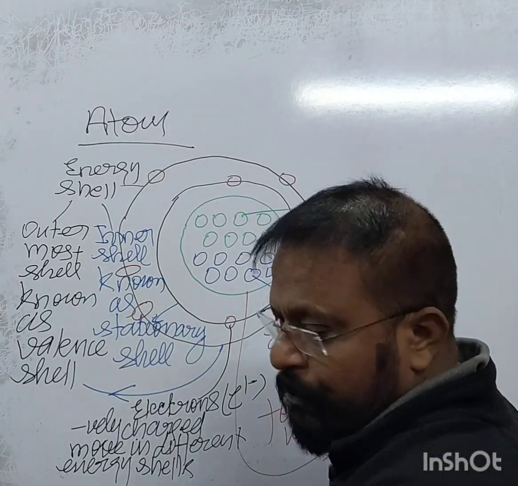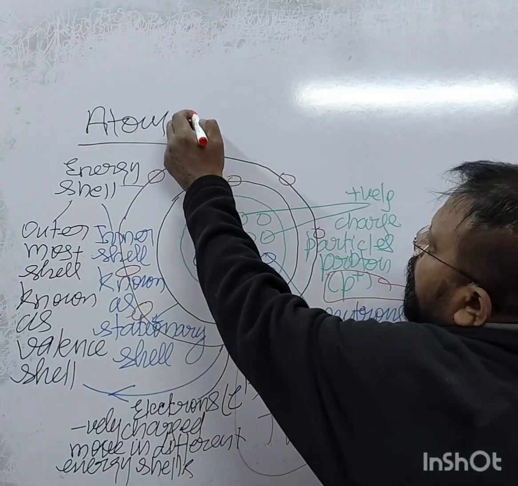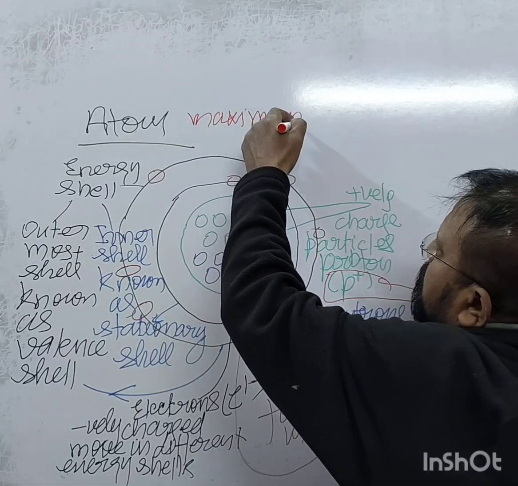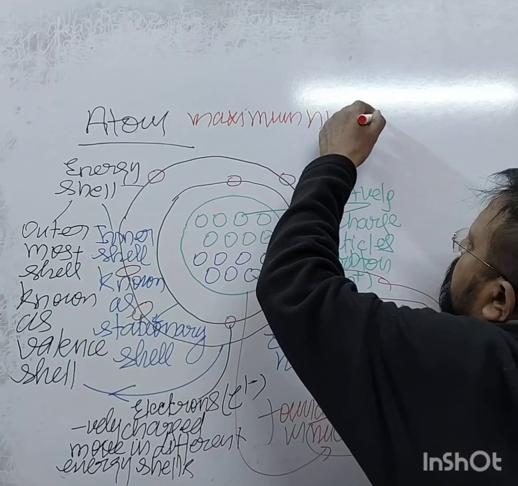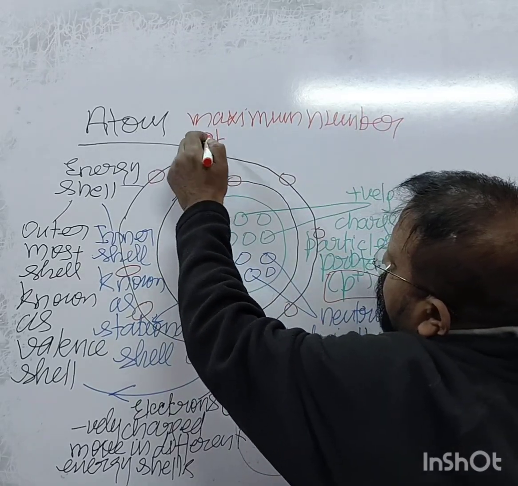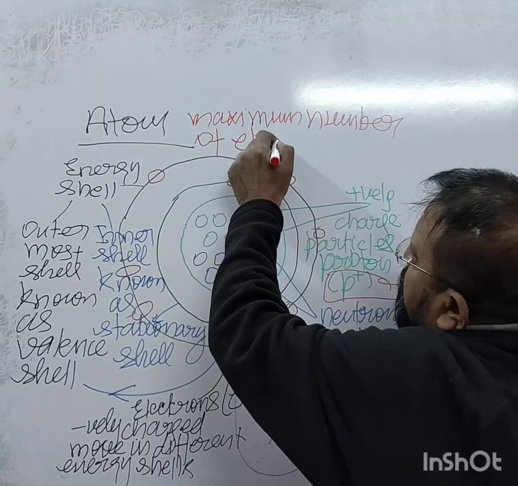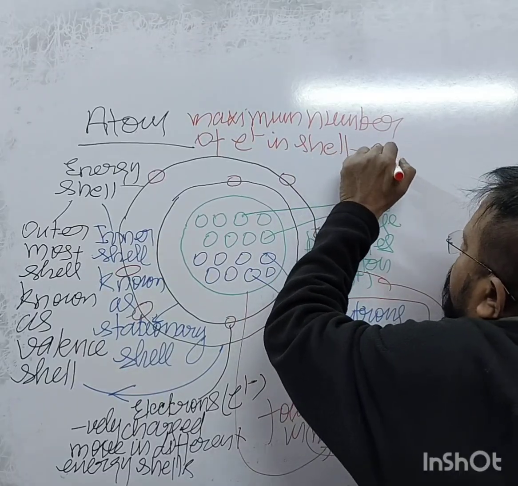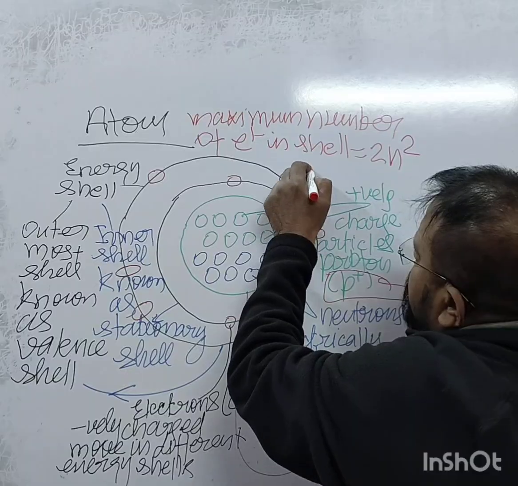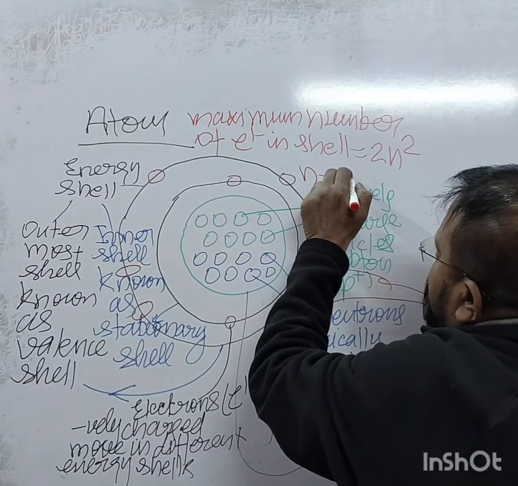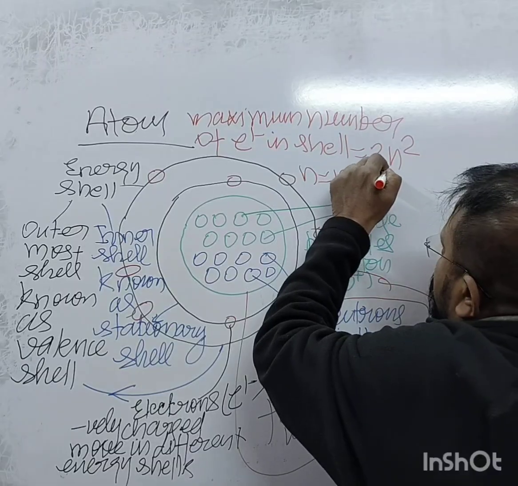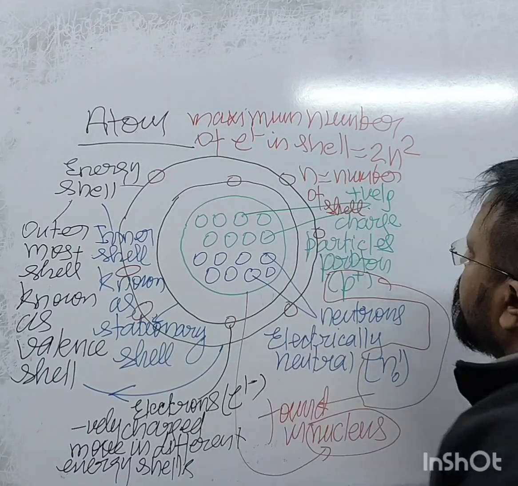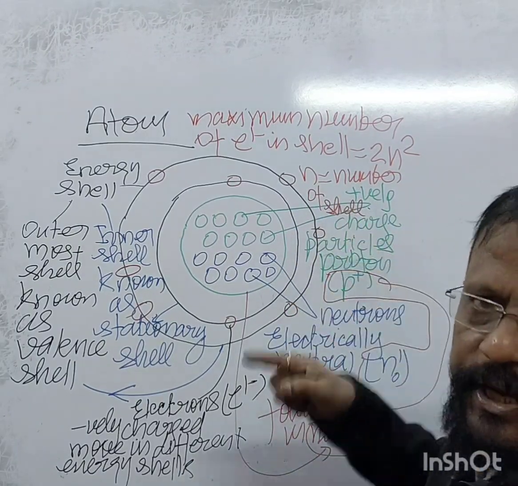And the maximum number of electrons in a shell is equal to 2n square, where n is the number of the shell. You get that? Where n is equal to the number of shells.